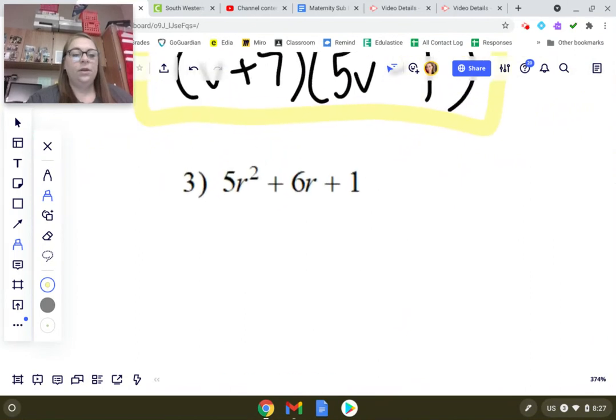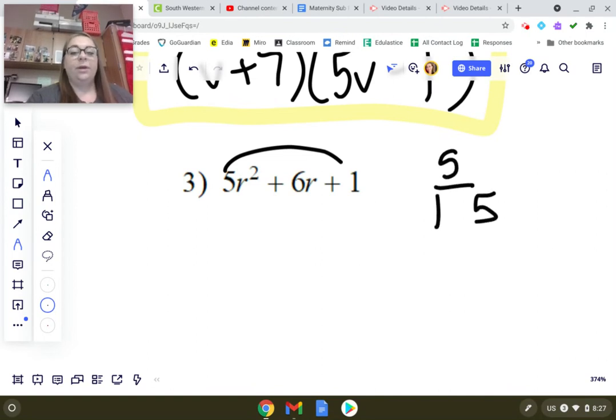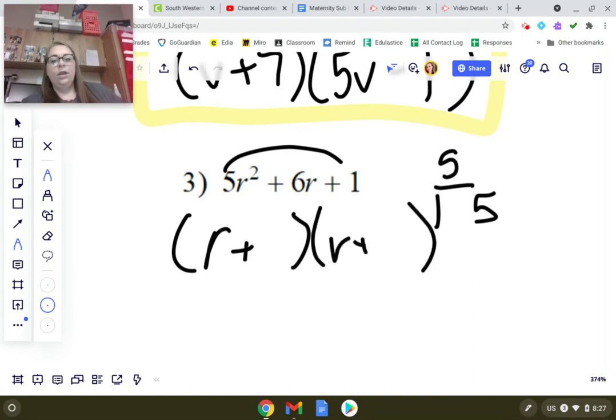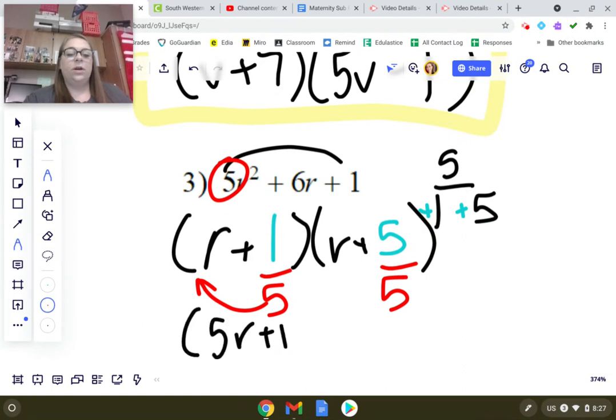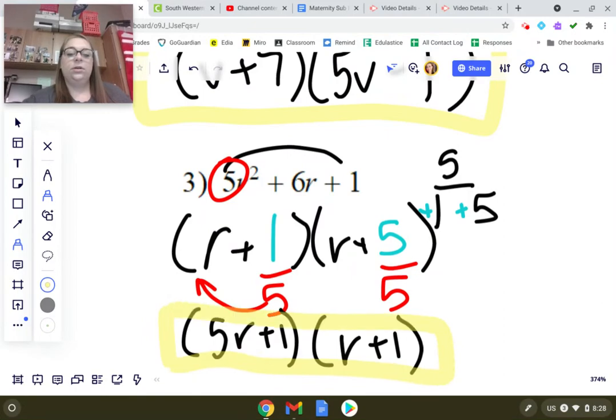Okay, number 3. Step 1, multiply first and last. So 5 times 1 gets me 5. The only factors of 5 are 1 and 5. We got a plus plus, so r plus something, r plus something. And then the only factors we can use are positive 1, positive 5. So 1 and 5. And then again, divide by the first number. So divide by 5, slide it in front. So 5r plus 1. But this one here, 5 divided by 5 gives us 1. So r plus 1. And then that's our final answer.